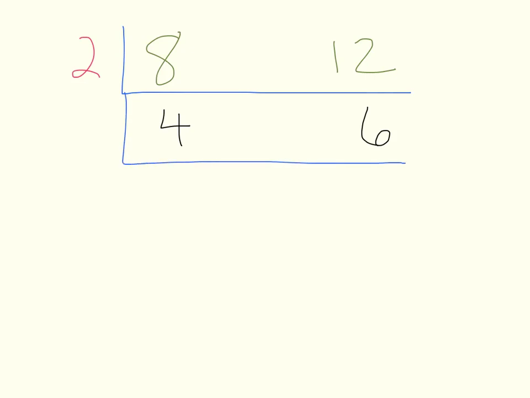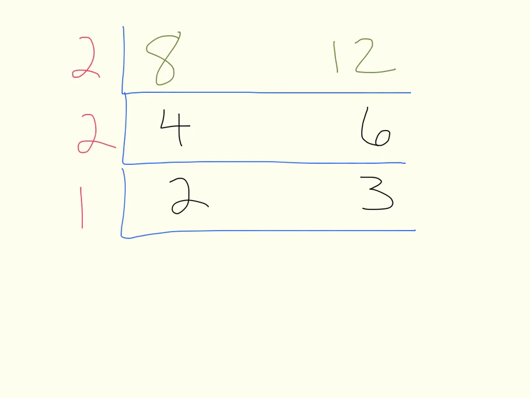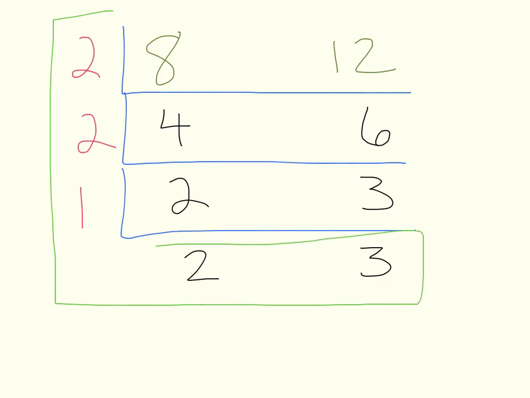Upside down division again. What goes into both 4 and 6? 2. So I'm left with 2 and 3. What goes into both 2 and 3? 1. And I'm left with 2 and 3. So now remember, right now we are finding the LCM. So we are going to make an L around the outside of our shape. And all of those numbers there make up our LCM.